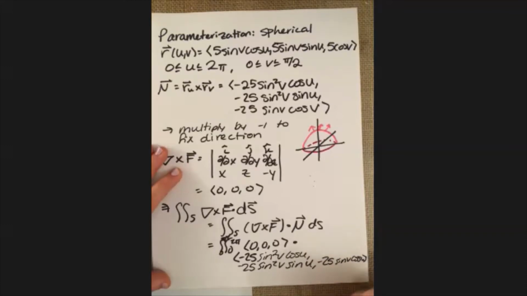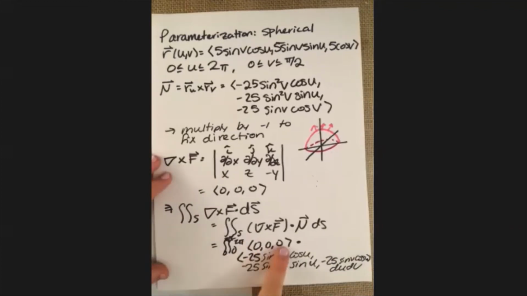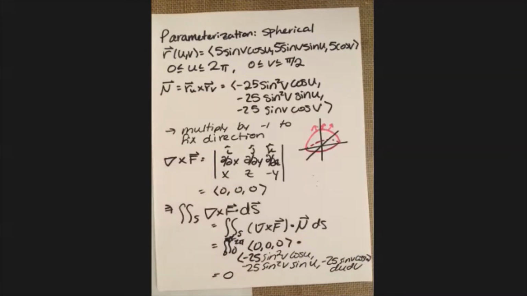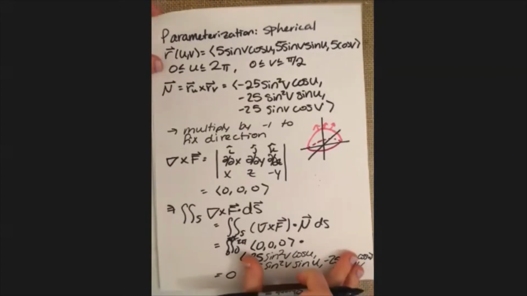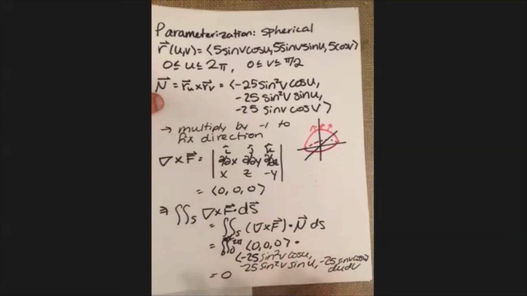Oh no, du dv. Okay, so since we have this 0 vector right here, we take the 0 vector dotted with this one, and you're just going to get 0 back. So that means that ultimately our answer is really just 0. So that's the left-hand side of our Stokes theorem. So let's take a look at the right-hand side of that.